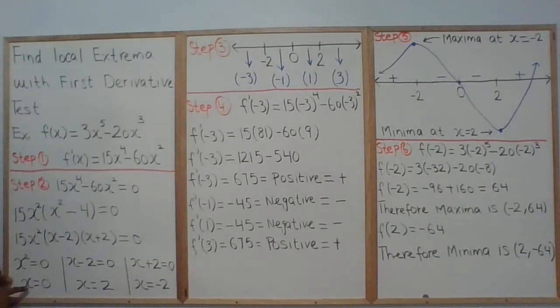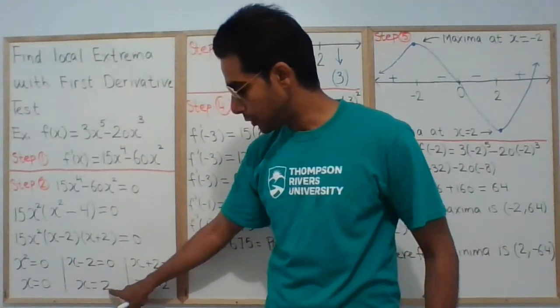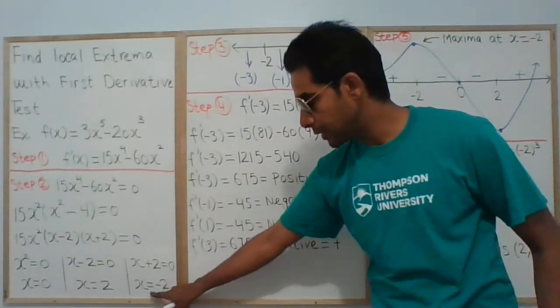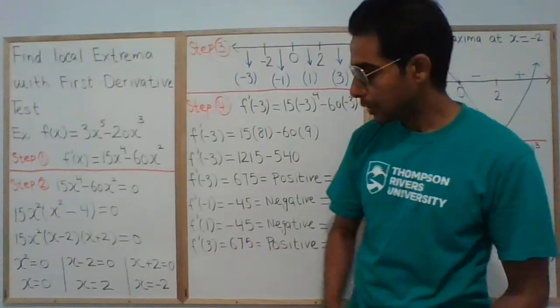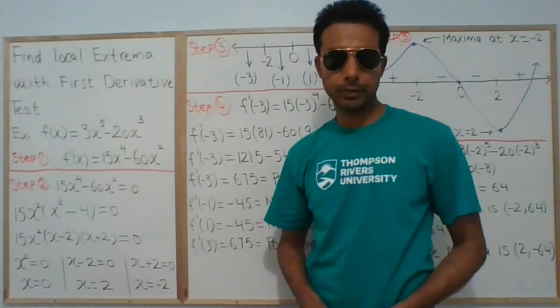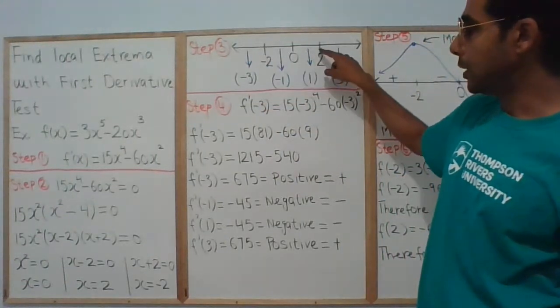If x squared is 0, x has to be 0, because x squared means x multiplied by itself equal to 0, so x has to be 0. If x minus 2 equals 0, it means that x has to be 2, because 2 minus 2 will give us 0. If x plus 2 is 0, it means x should be negative 2, because negative 2 plus 2 will give us 0. Okay, now these values we just found are called critical points. In the next step, step number 3, we're going to plot them on a number line.